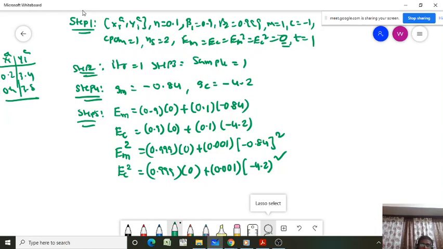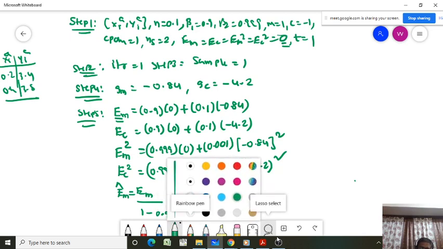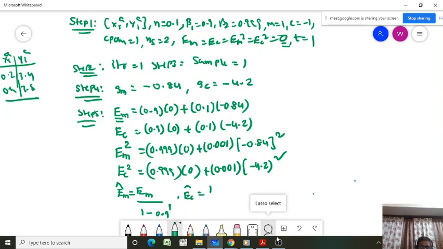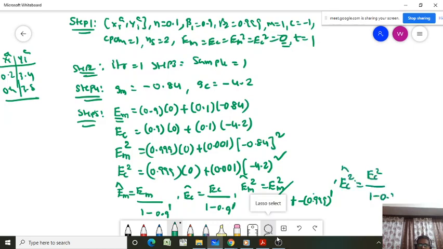What next? We have to calculate the bias corrected values. Bias corrected values means Em hat equal to this Em value divided by 1 minus 0.9 power t, that is 1, okay. And Ec hat equal to Ec divided by 1 minus 0.9 power 1, t equal to 1, right? Similarly, you can calculate Em2 hat, that's equal to Em2 divided by 1 minus beta 2, that's 0.999 whole power t, that's 1. And also Ec2 hat equal to Ec2 divided by 1 minus 0.999 whole power 1. We are calculating the bias, right?